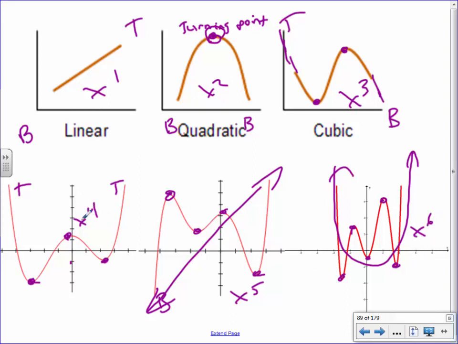Yeah, if that's not clear, this is x to the 4 now, 5, and 6 as we go along. This particular diagram is labeled on the bottom one. Now, how do we know whether it's going to go top to top or bottom to bottom? It's the leading coefficient.